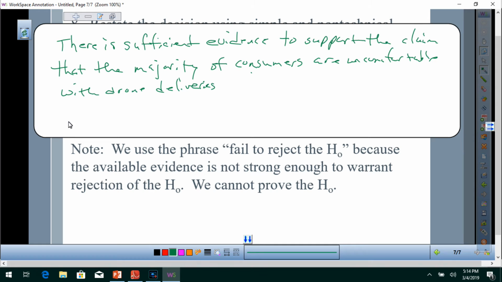Okay, so we rejected the null hypothesis, and then we wrote this statement here, for the layperson: there is sufficient evidence to support the claim that the majority of customers are uncomfortable with drone deliveries. Note, we use the phrase failed to reject the null hypothesis because the available evidence is not strong enough to warrant rejection of the null hypothesis. We cannot prove the null hypothesis. That's really, really important.